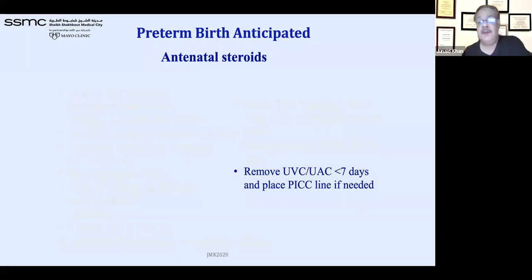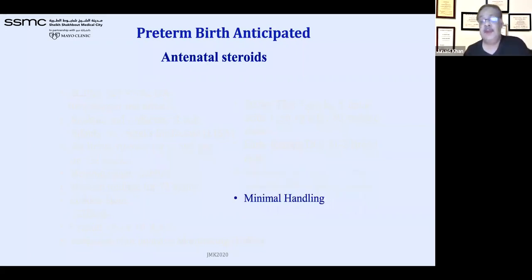We have to remove the UVC and UAC in less than 7 days, because if you start early feeding, you will reach full feeding very nicely. And still, if the baby is very sick, then we use the percutaneous catheters and minimal handling. And when the baby is better, then we start kangaroo mother care.